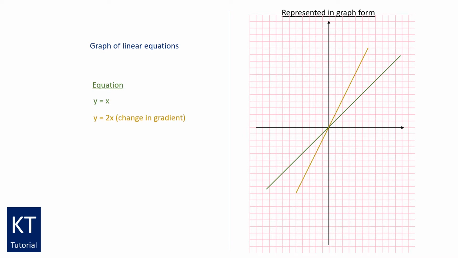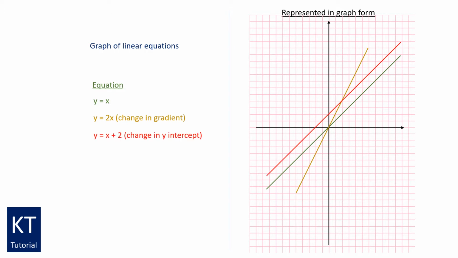Next, I wish to introduce y equals 2x. It too is a linear graph that cuts through the point (0, 0), but it is inclined steeper than y equals x. To be specific, it is inclined such that for every increment of x, y increments by 2x.